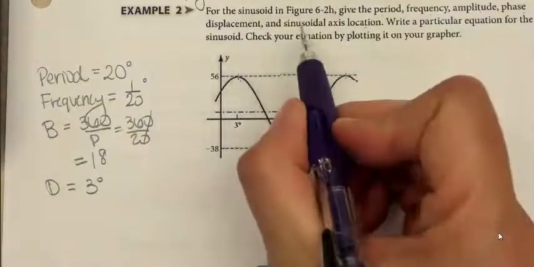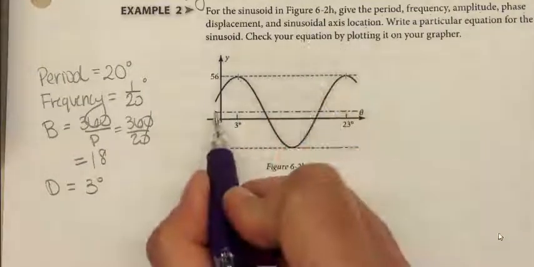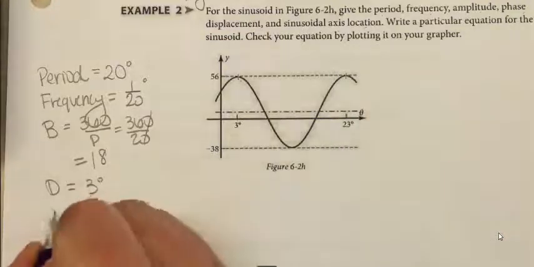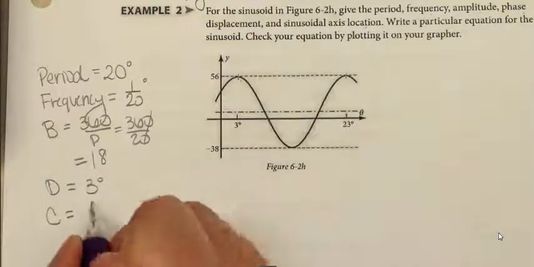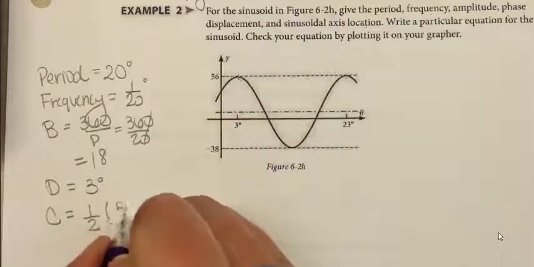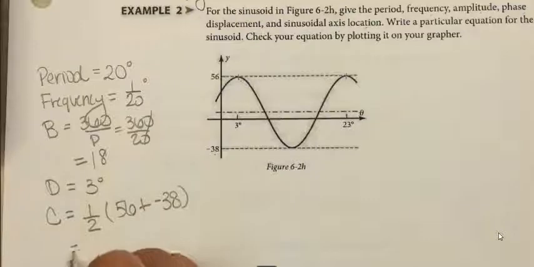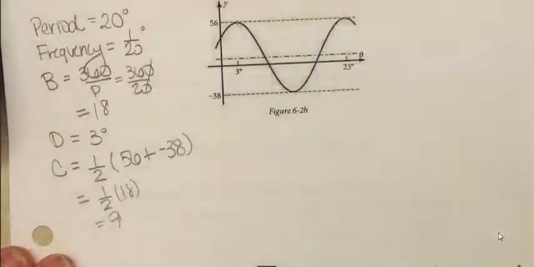My sinusoidal axis, or what I like to call the midline. So that sinusoidal axis is C, and that's where we find the midpoint. It's 1/2 of the highest point, which is 56, plus the lowest point, which is -38. So you get 1/2 of 18, which is 9.